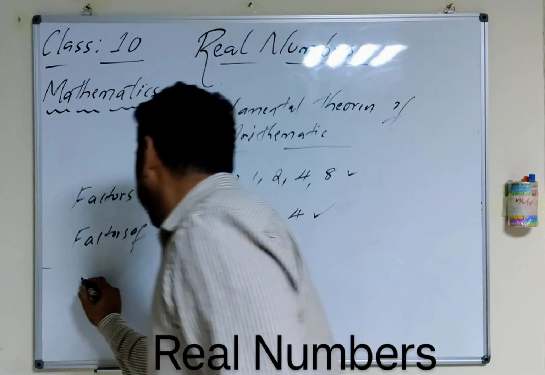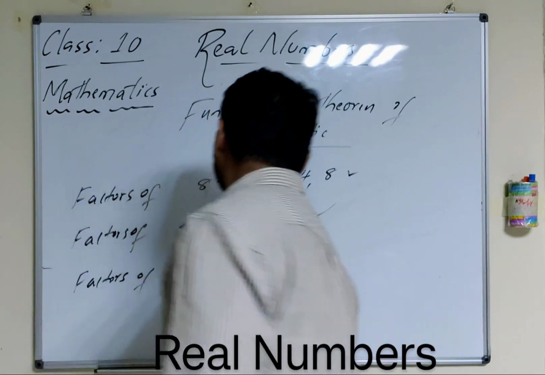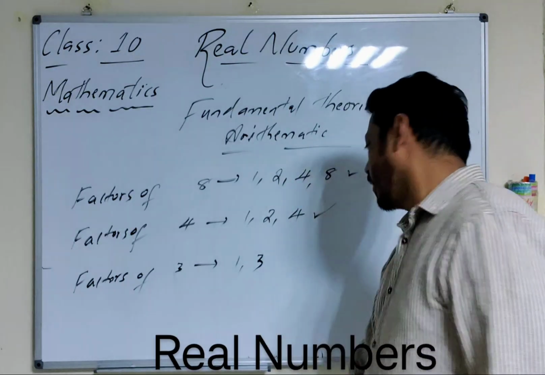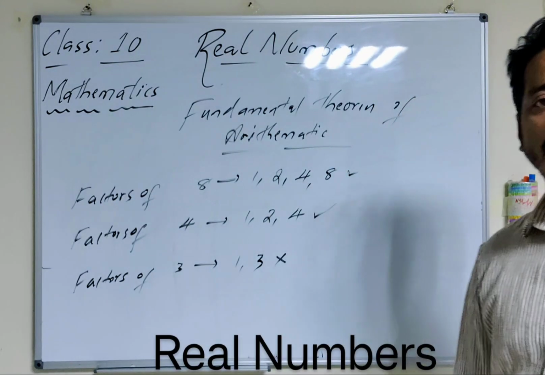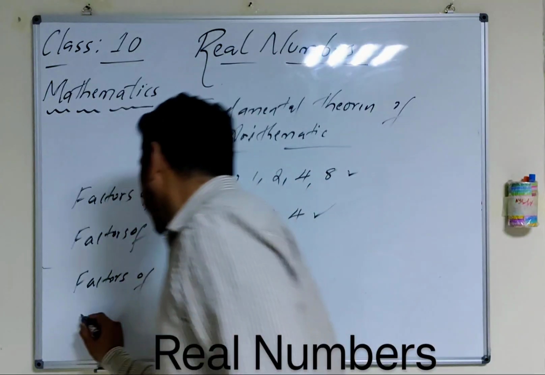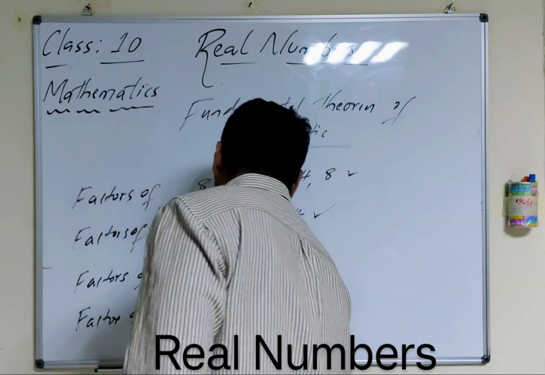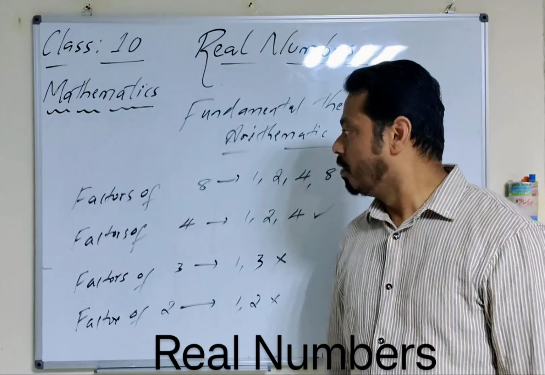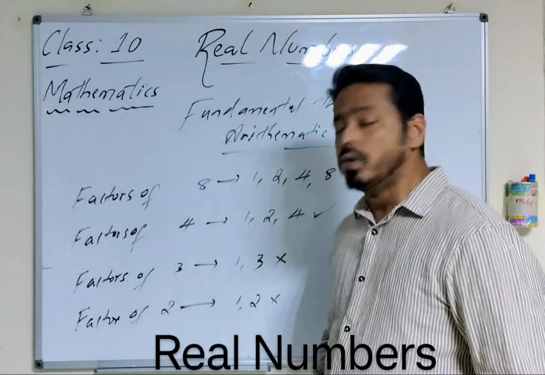Let us check with the factors of 3. In 3, the factors are 1 divides 3 and 3 divides 3. So 3 has only 2 factors, so 3 is not a composite number. You can't consider 3 as a composite number. In the same way, when you take the factors of 2, 2 also has only 2 factors, 1 and 2. So 2 is also not a composite number. From this we understood that composite numbers are the numbers which have more than 2 factors.